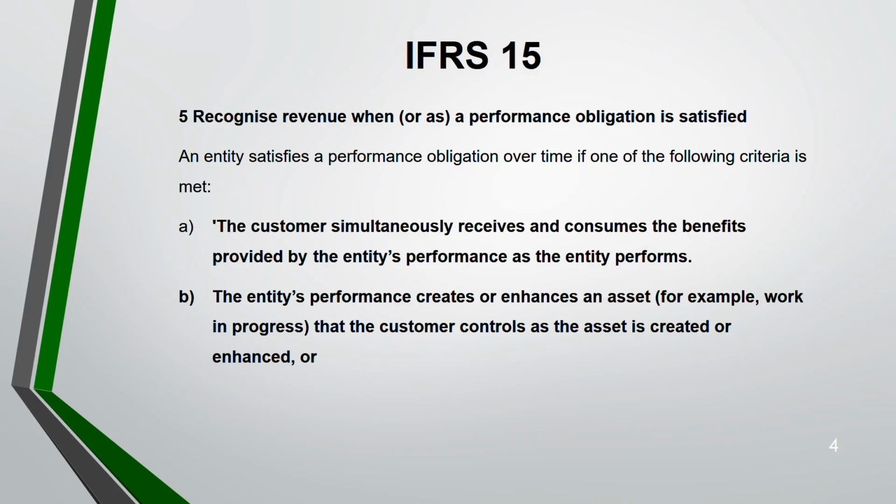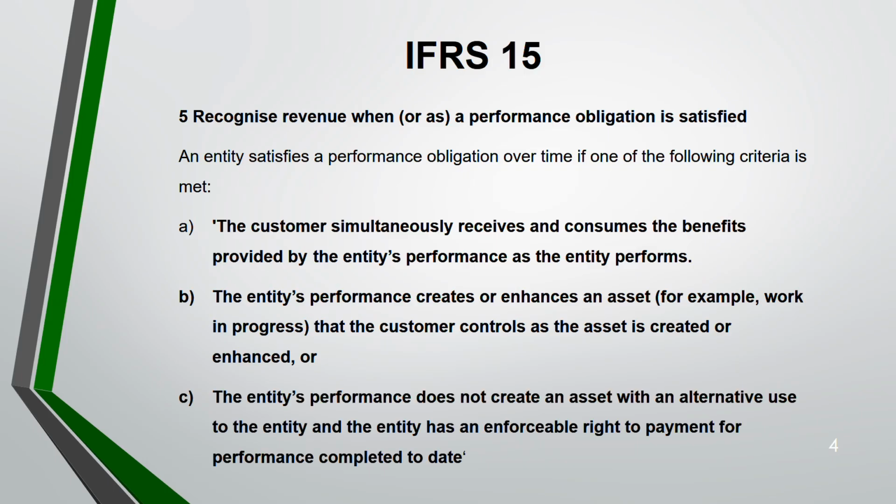Okay. Third, the entity's performance does not create an asset with an alternative use. There is not an alternative use. You cannot sell it to another party. Okay. And the entity has an enforceable right to payment for performance completed to date. So the entity will have the right to receive payment for whatever work they have completed. If, let's say, they have completed 60% of work, they will get 60% of the amount, which they will recognize as revenue. So if any of these criteria is met, your performance obligation is satisfied over a period of time. Therefore, you recognize revenue also over a period of time.